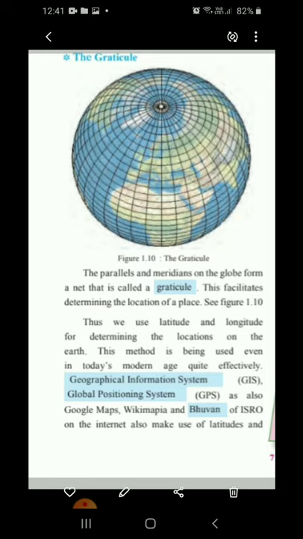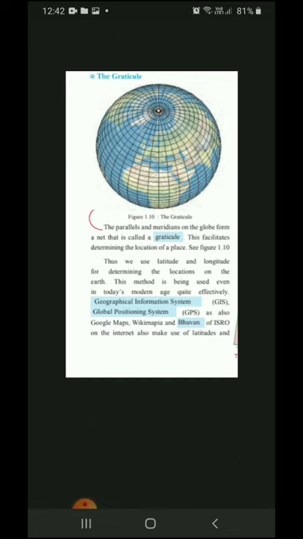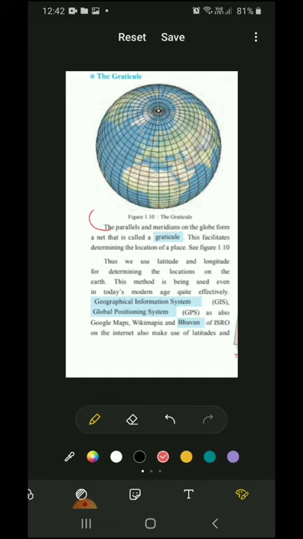Graticule: the parallels and meridians on the globe form a net that is called a graticule. So here is the answer to the question, what is a graticule? If somebody asks you to define graticule, you will say that the parallels and meridians on the globe form a net and it is called a graticule. This facilitates determining the location of a place. So with the help of parallels and meridians, you can find the exact location of a place.